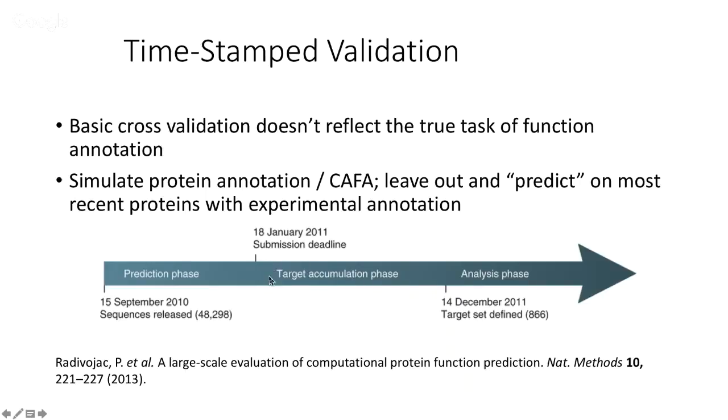And only once they submit their predictions do the organizers start collecting new experimental annotations into the database, new proteins with experimental annotations. And then after they've collected a bunch of them, they evaluate the predictions to see which of them came to pass.